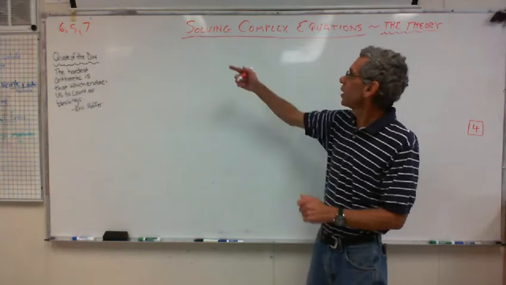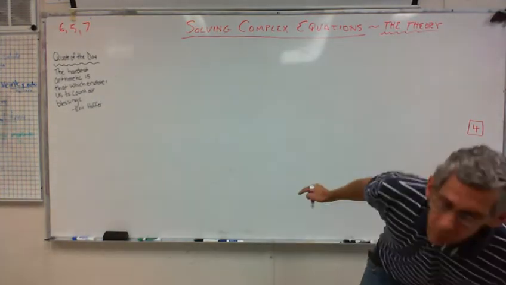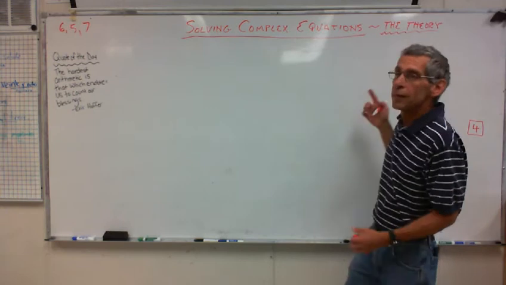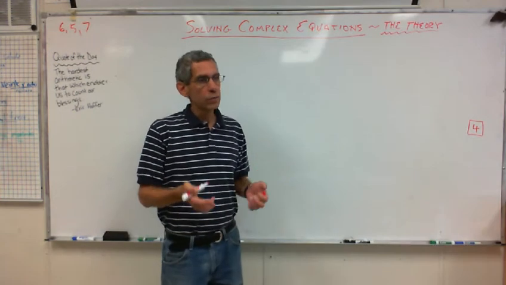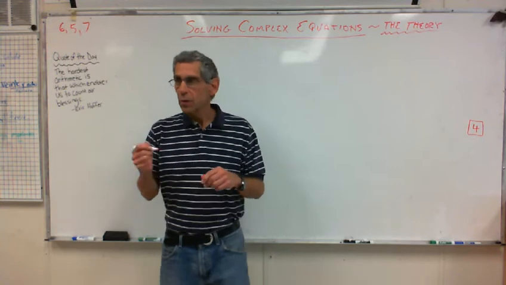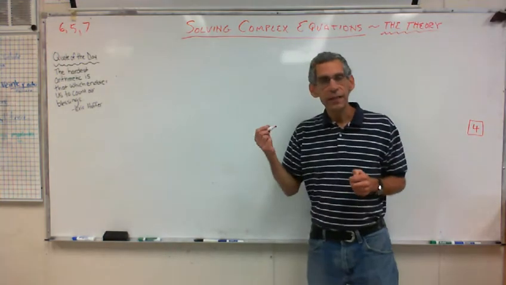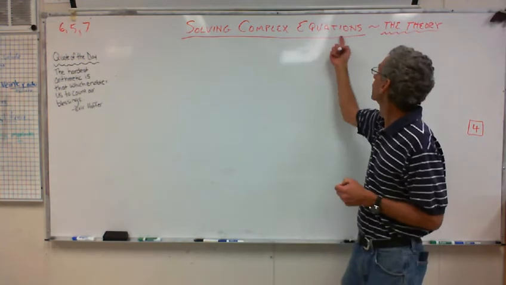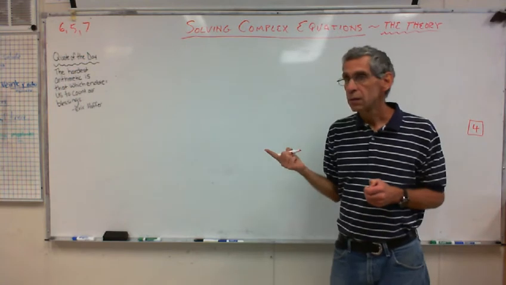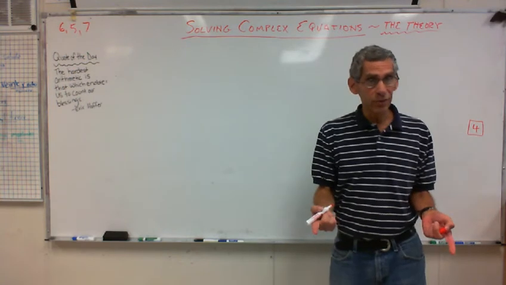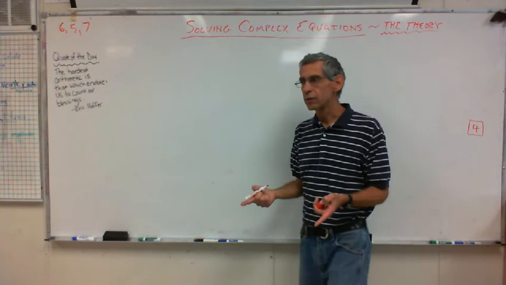Okay, so we're going to talk about solving complex equations, more of the theory behind it, so that we understand why it always works. What does every equation have in common? An equal sign. Every equation has an equal sign. If it doesn't have an equal sign, what is it called?